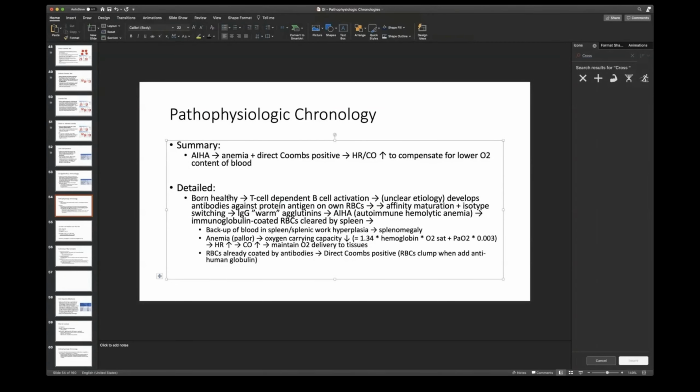Oh, you're saying this should probably be... Yeah, you're right. That's a much more elegant way of saying it. The actual chronology is a little off. You're right, that's a little strange. So really, I would say unclear etiology. So immune activation against protein antigens on your own red blood cells, so that somehow you get T cell dependent B cell activation. That would lead to affinity maturation and isotype switching. And then that's how you can get IgG.